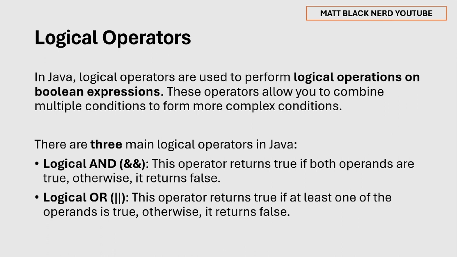Logical AND. This operator returns true if both operands are true, otherwise it returns false. Logical OR. This operator returns true if at least one of the operands is true, otherwise it returns false.